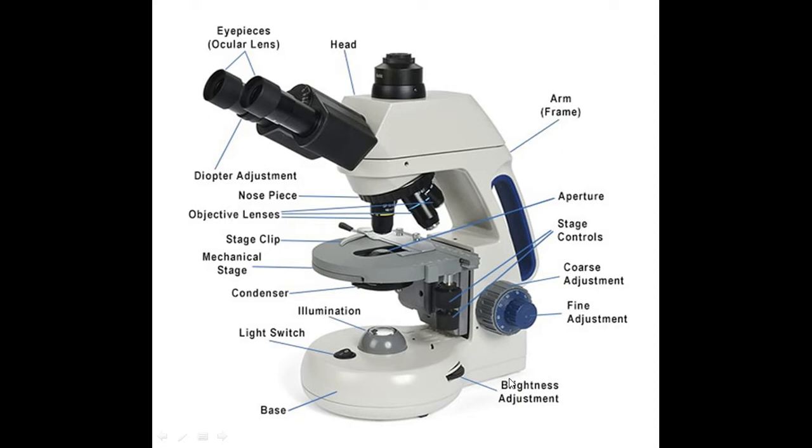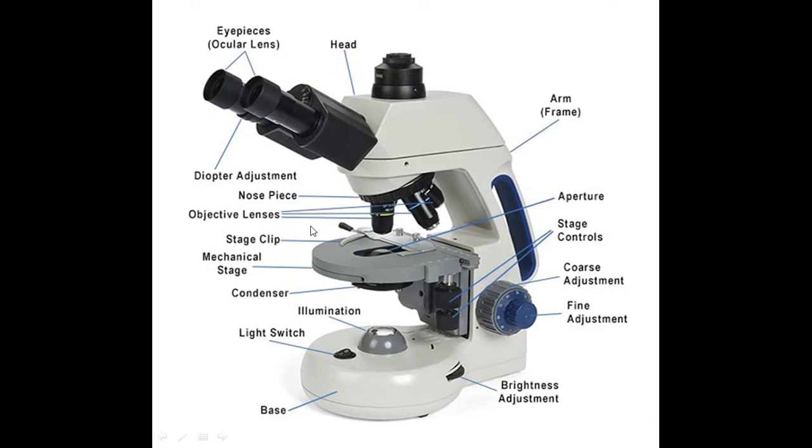We have brightness adjustment. We have the base of the microscope. We have the light switch. We have the illumination of the light source. We have the condenser or the diaphragm, the condenser together with the diaphragm down here. We have the stage or the mechanical stage. We have the stage clip and also the objective lenses.